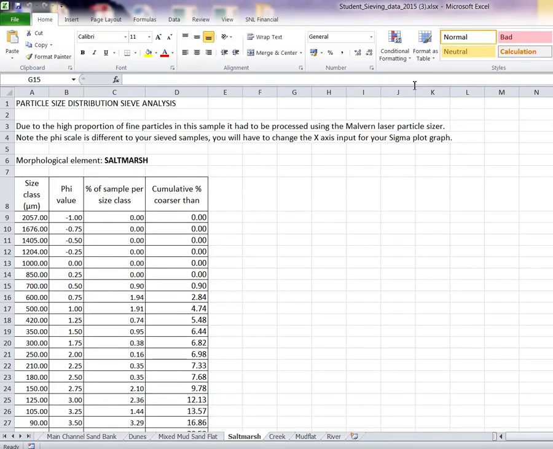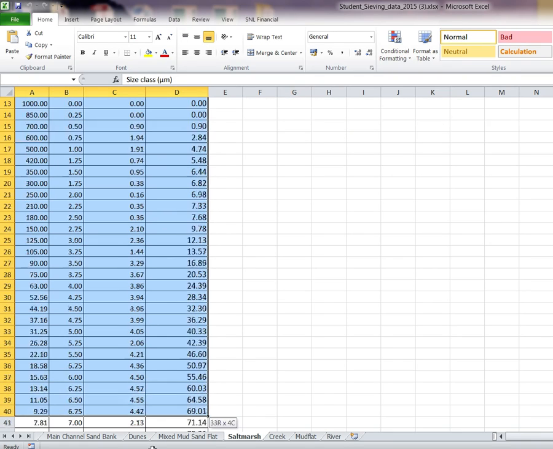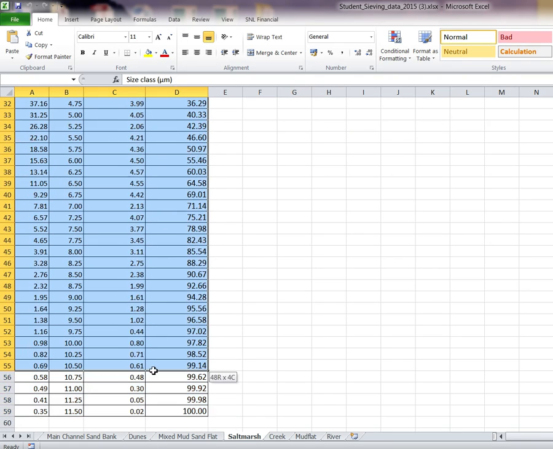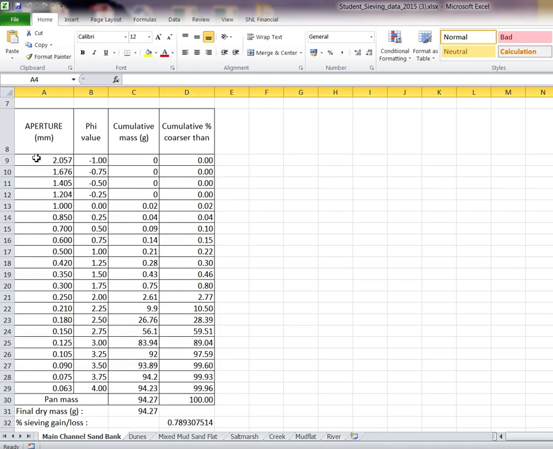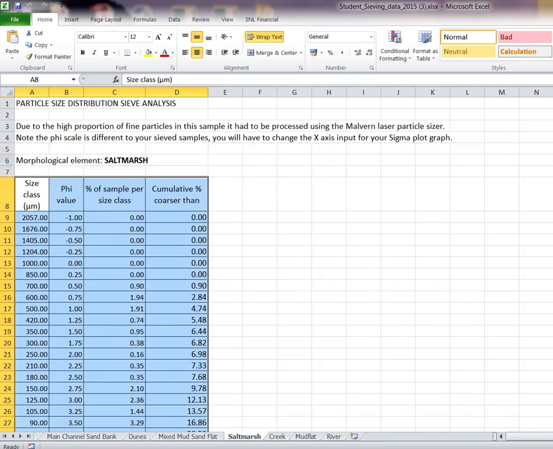You will notice that when you open up the student sieving data, some of your samples will have a larger size range than others. So this is the salt marsh example. If we compared that to the main channel sandbank, one of the samples that we sieved, your size range is smaller.